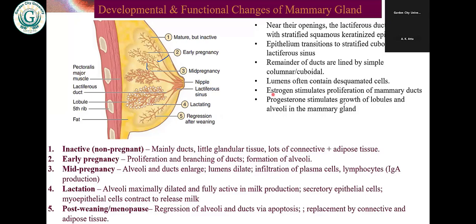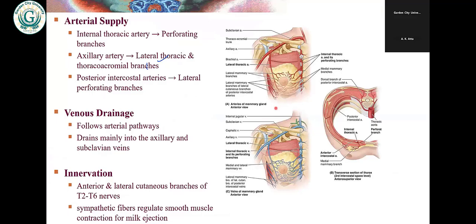Then after ovulation, when you are in the luteal phase in the ovary, the secretory phase in the uterus, the progesterone that is released by the corpus luteum is what is going to stimulate the growth of the lobes and alveoli. So estrogen and progesterone have to do with the development of the ducts and the glandular tissues. Oxytocin acts on the myoepithelial cells so that the milk can be released. Prolactin is for milk production.